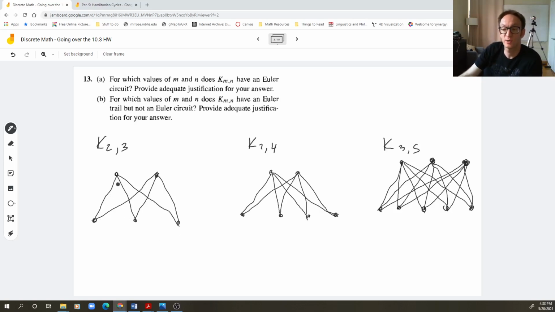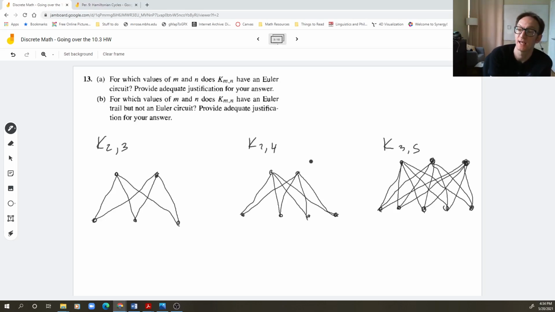So, here the degree is 3 because there is a partition of size 3. Here the degree is 2 because the other partition is 2, because you have relations with every element of the other partition. And, alright, there it is, right?